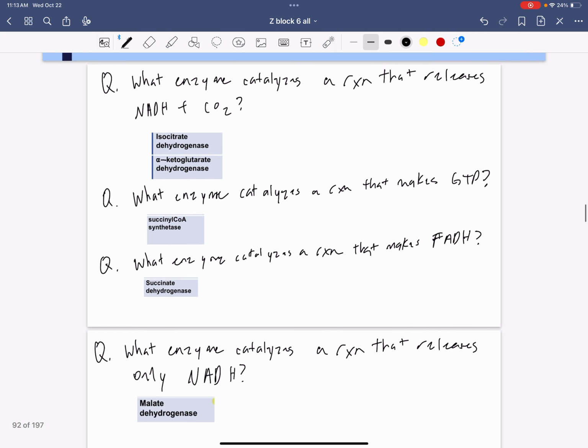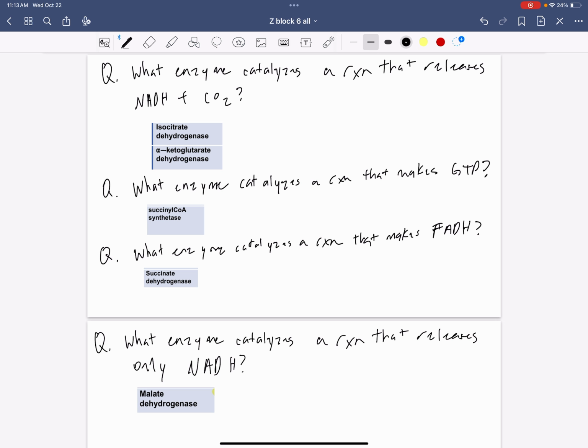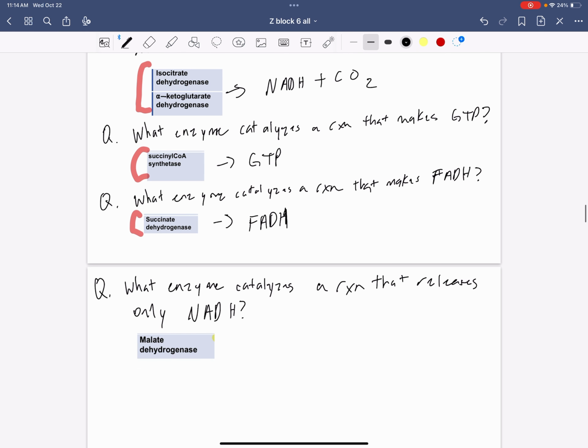All right, and then the final thing is going to be just a little bit of memorization. What enzymes catalyze the reaction that releases NADH and CO2? You have isocitrate dehydrogenase and alpha-ketoglutarate dehydrogenase. So just remember these 2 enzymes, your final product, NADH, CO2. Succinyl-CoA, final product, GTP. Succinate dehydrogenase, final product, FADH. And then the one that only makes NADH is your malate dehydrogenase.